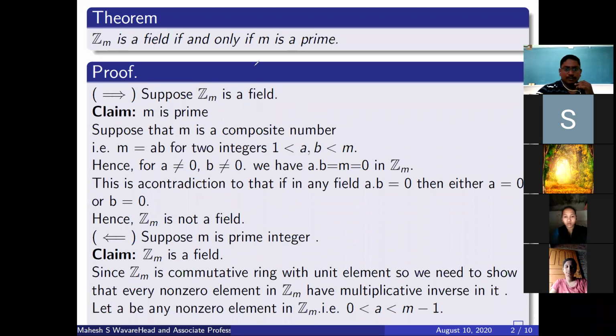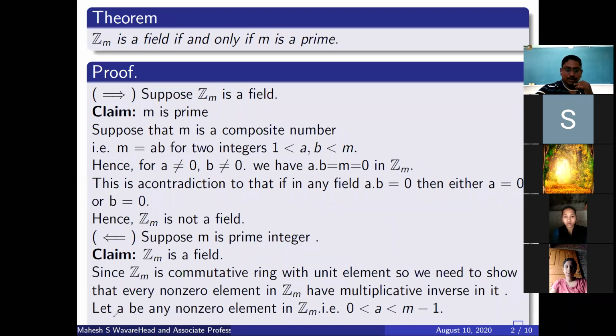Okay, before, you were assuming that Zm is a field; I am now saying the converse part. Here you are assuming that m is a prime integer, and you want to show that Zm is a field. I first prove the converse part. Whatever I have written is for the converse part, not for the implication part. Since Zm is a commutative ring with unit element, we need only show that every non-zero element in Zm has a multiplicative inverse in it.